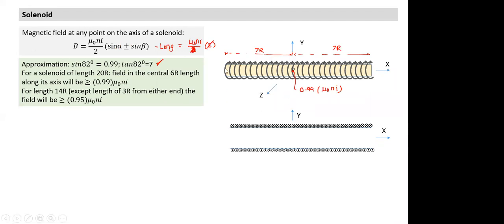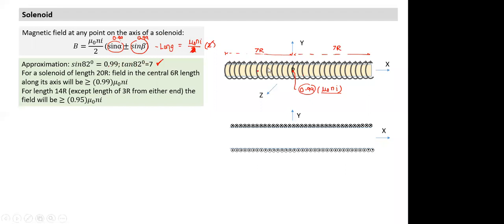Let's try and understand this part. See, I am trying to calculate up to what point the field is 99% of this value. What is the condition for the field to be 99% of mu naught Ni? For the field to be 99% of this value, this term should be 0.99 and this term should also be 0.99. Then only the field will be 99% of the theoretical value for an infinitely long solenoid. At what angle does it become 0.99? It becomes so at an angle of 82 degrees, where sine becomes equal to 0.99, and for 82 degrees tan is equal to 7.